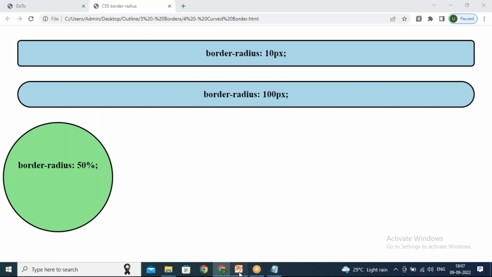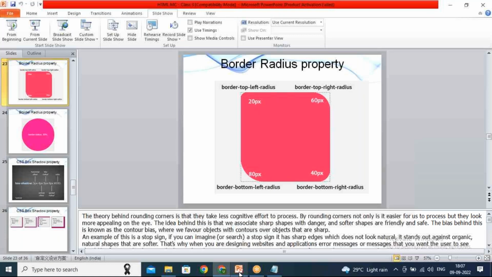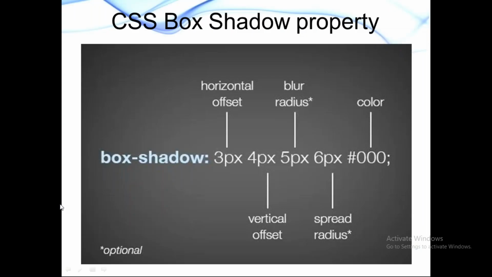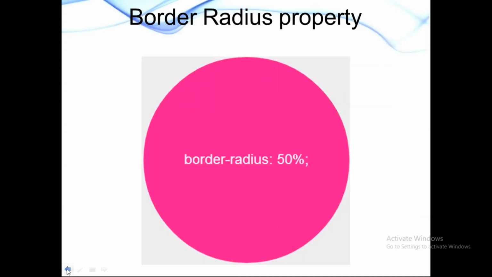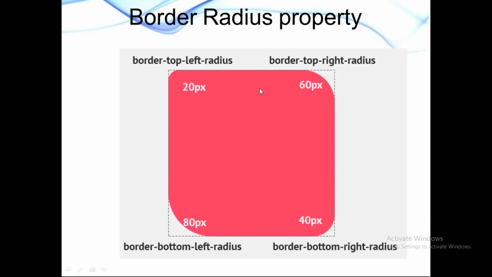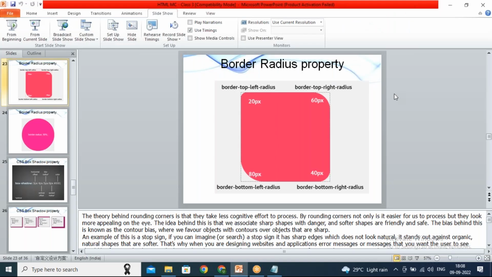Basically this is how your curved property works. You can also give a different curvature for all the four borders. It's not that you have to give the same radius for all the four borders. You can give the same radius, or it can also be different. Depending on the value you specify, the radius will be applied.